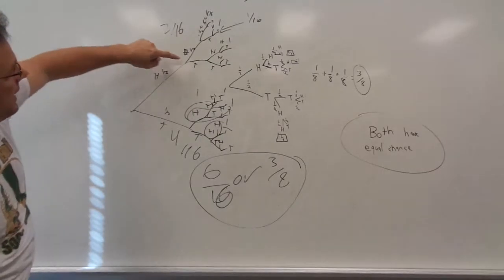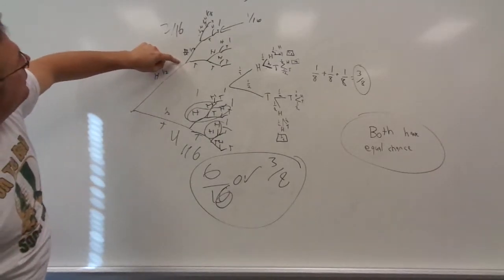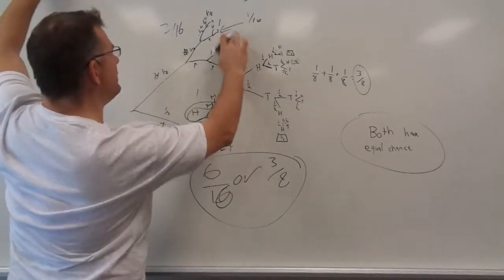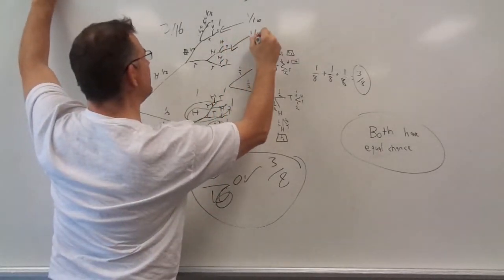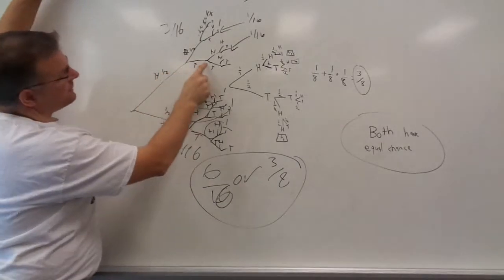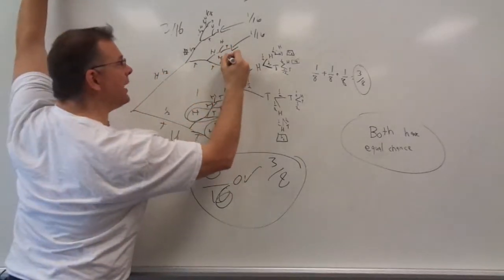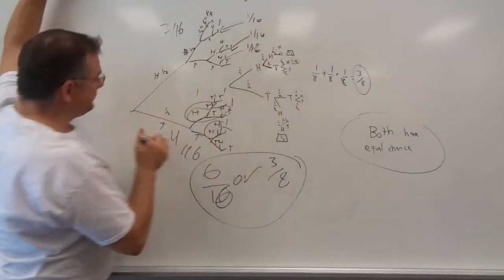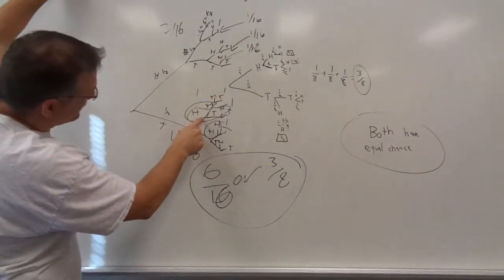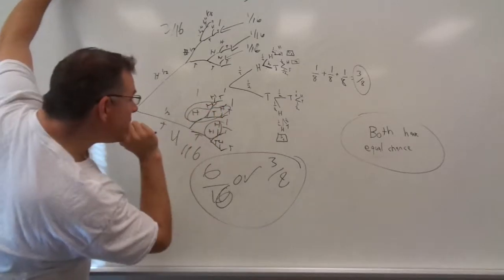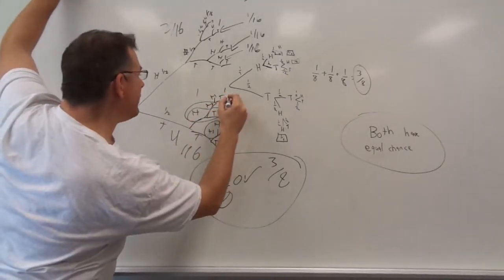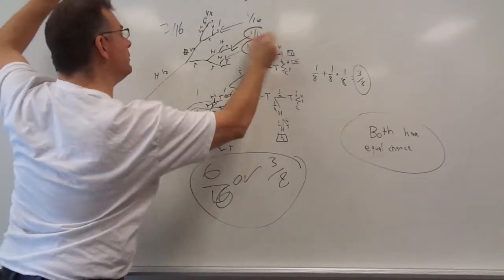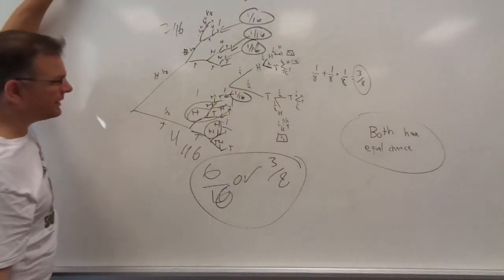Then heads, tails, heads, tails. This one would work right here. There's another 1 out of 16. Heads, tails, tails, heads. That works. There's another 1 out of 16. Tails, heads, heads, tails would work right there. There's a 1 out of 16. So far I've got 4 out of 16.